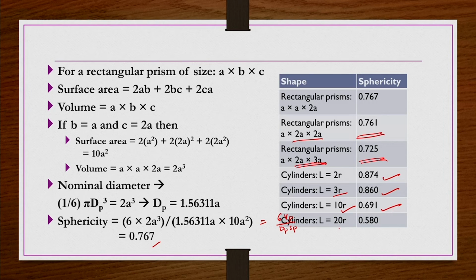Similarly, if you take L equals 10 times the D, then sphericity is going to be 0.581. So, as the length of the cylinder increases, keeping the diameter the same, the sphericity is decreasing. That is what we can see here from this table.